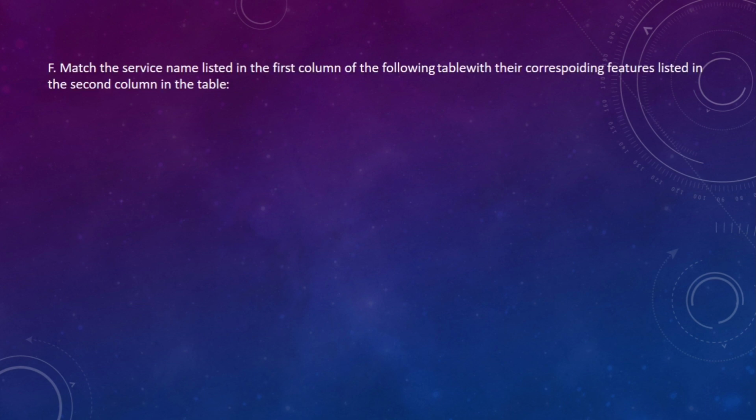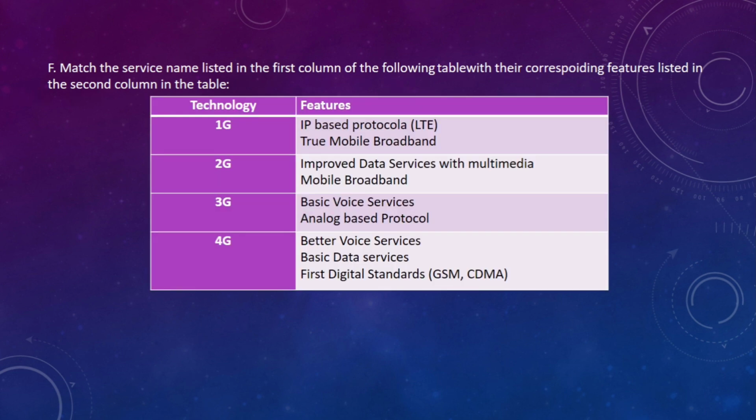Now match the service name listed in the first column of the following table with the corresponding features listed in the second column in the table. Okay. So here we are having a table which is showing us technologies and the features. So what we have to do, we have to identify which technology is providing what features.